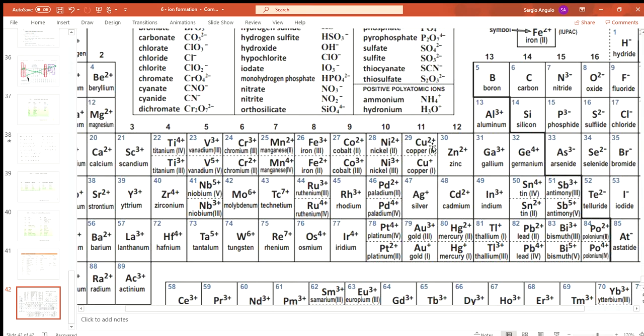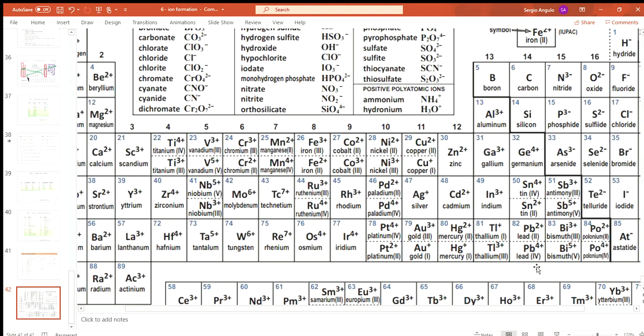Sometimes copper has a +2 charge. Sometimes copper has a +1 charge. Really depends on how many electrons you're able to take away from it. Sometimes nickel has a +2. Sometimes nickel has a +3. We saw iron has a +3 and a +2. Sometimes iron will have a +4 and sometimes a +6. So these are only the two most common ions in some of these guys. Chromium +3, +2. Suffice it to say that transition metals are complicated in the sense that there's no rules for us to figure out what the charge would be.